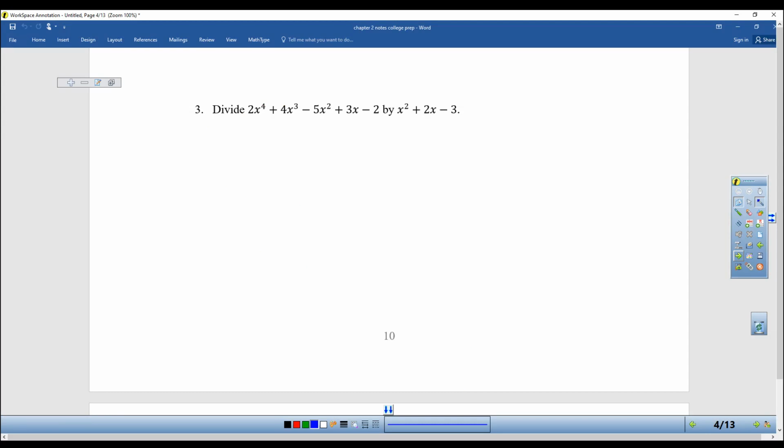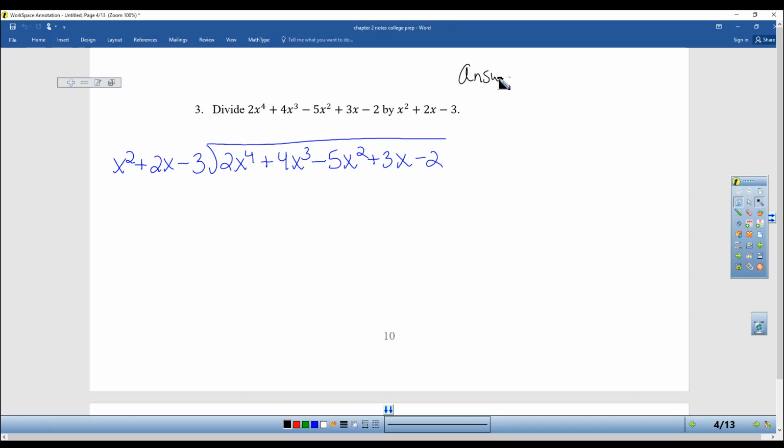Number 3. So this is ironic. This one's going to look a little longer, but it's actually not that bad. 2x to the 4th, 4x to the 3rd, minus 5x squared plus 3x minus 2. I just remembered I'll write up the answer for anybody that wants to see if you can do it on your own. You know I love it when you try and do it on your own. 2x squared plus 1, x plus 1 over x squared plus 2x minus 3.